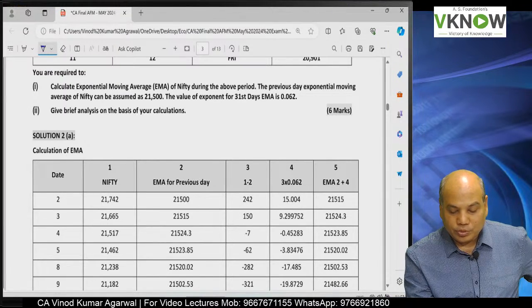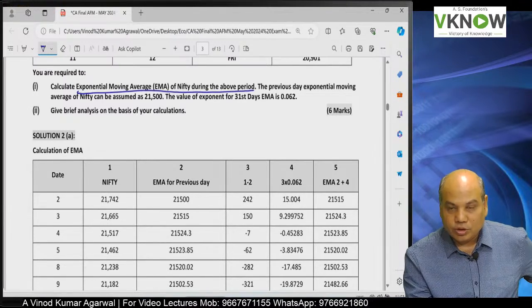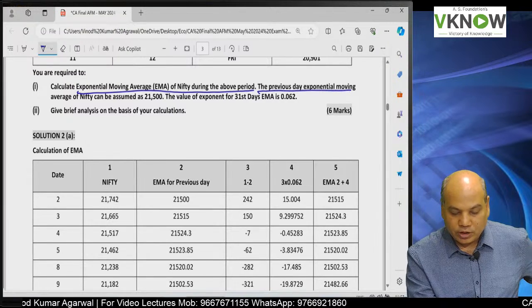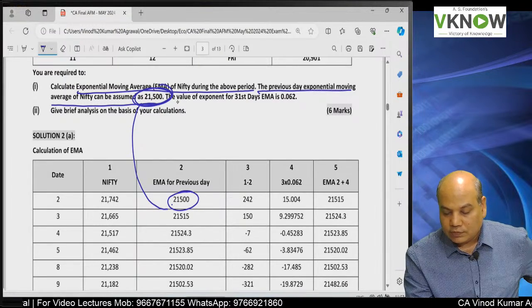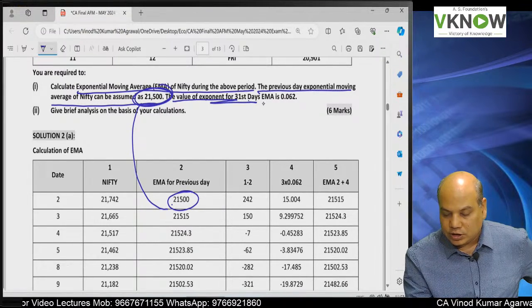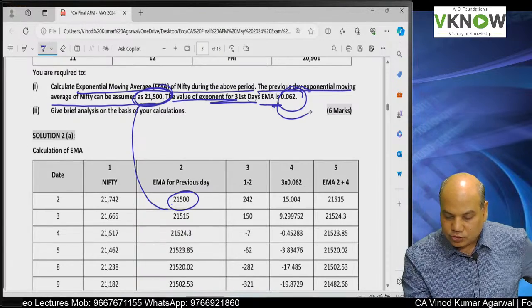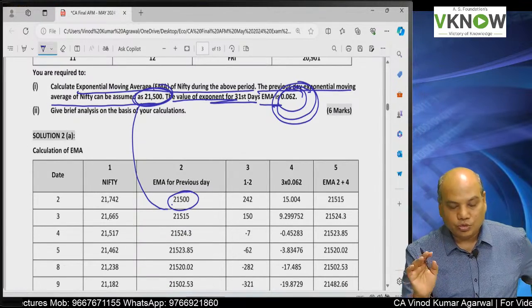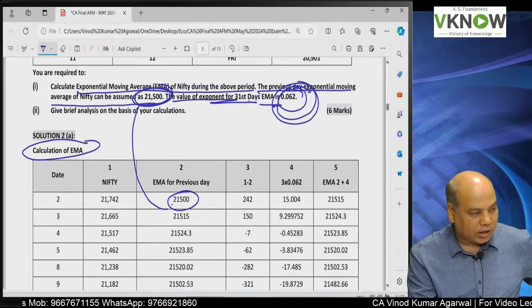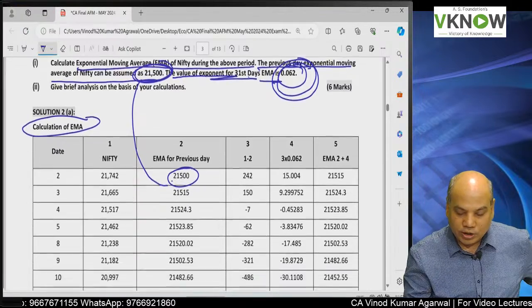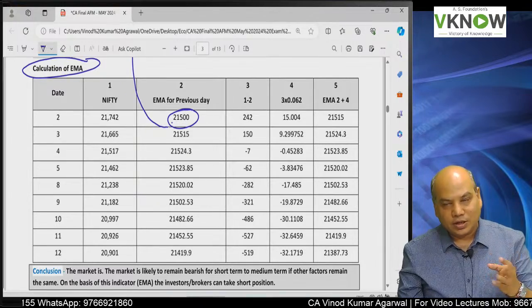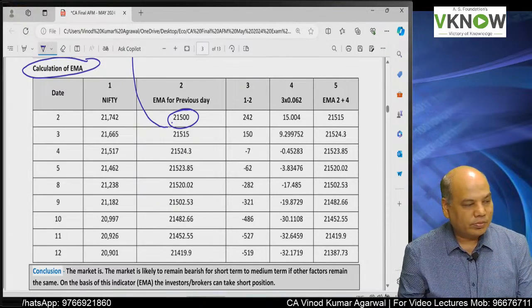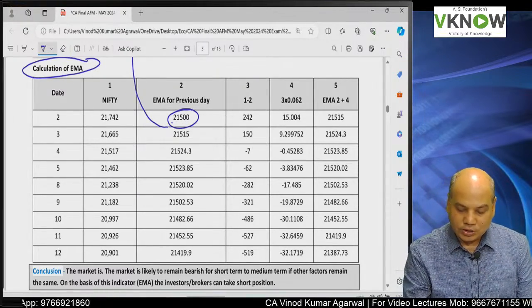You are required to compute the exponential moving average of the Nifty during the above period. Previous day exponential moving average of Nifty can be assumed to be 21,500. So that is my starting point. And the value of the exponent for 31st date EMA is also given. When the institute gives you exponent, use the same. So the table heading calculation of EMA, I am not explaining this right now. We have already done 2 questions in the classroom and it is the same question, only these figures have changed.